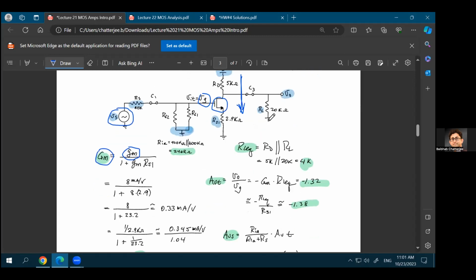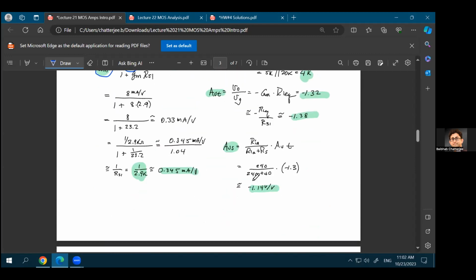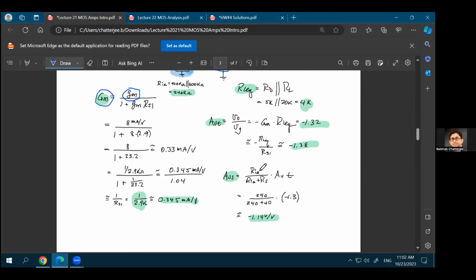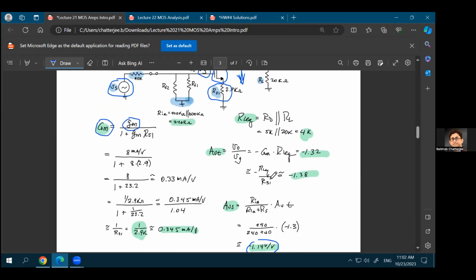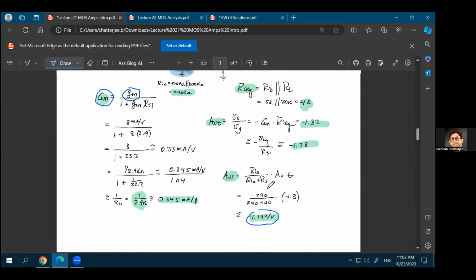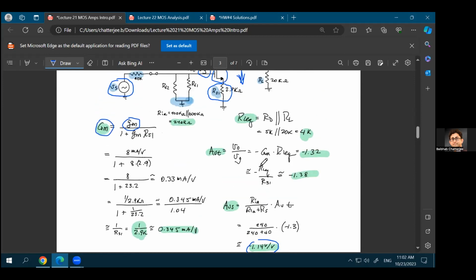And this is what we proved in the previous lecture, that the uppercase GM in this case will be lowercase gm divided by 1 plus lowercase gm times RS1, because in this case, the gm as well as the gain of the system will be degenerated by this source degeneration resistance RS1. So your transconductance eventually reduces. And we found out that the value of the voltage gain eventually turned out to be about minus 1.14. So the output voltage is just 1.14 times the value of the input voltage. So you have a very, very small amount of gain.